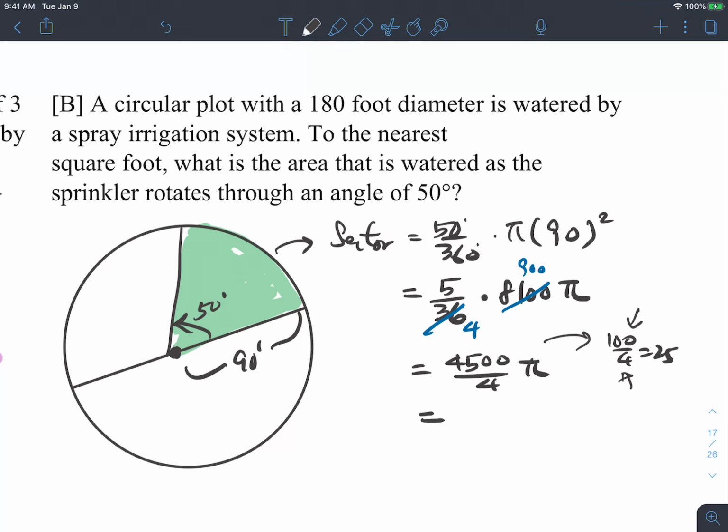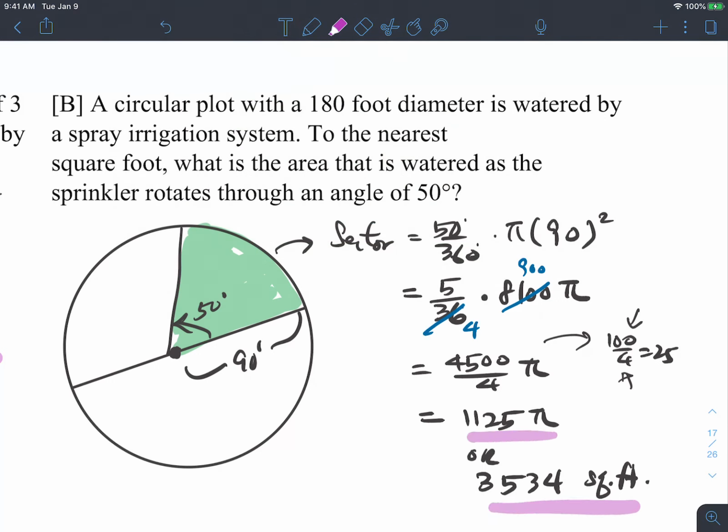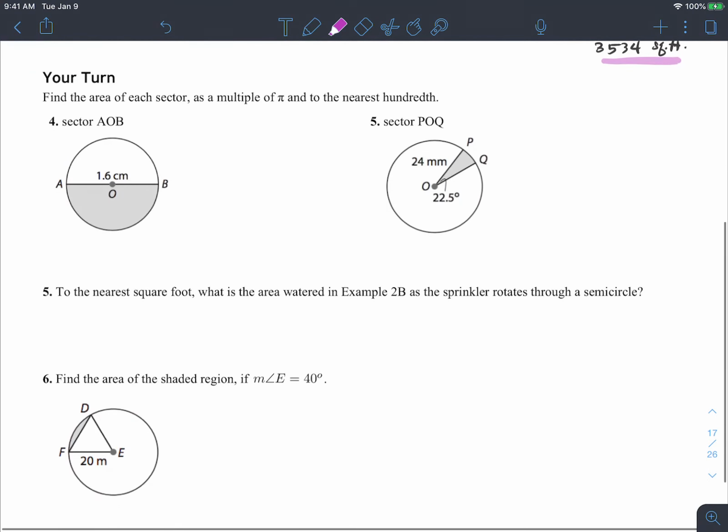So that reduces to 1125 pi, or I believe they asked for the nearest square feet, right? So that is 3534 square feet. Okay. So let's highlight our answer, this one and this one. Okay. All right, guys. So we have your turn. So why don't you go ahead and pause the video and work on it. Okay.